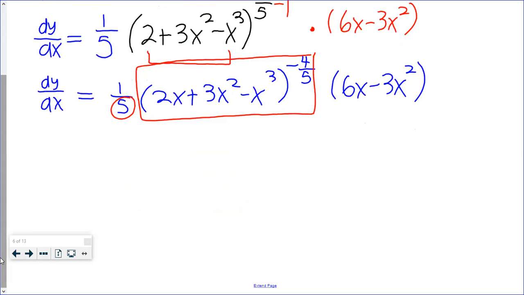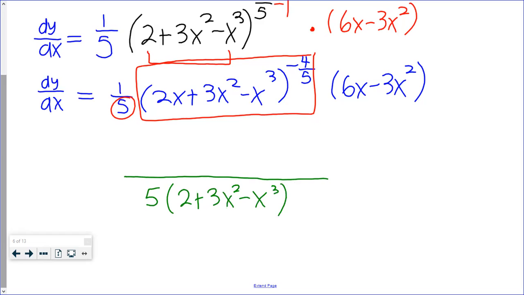So my denominator, let's work with the denominator first. I have the 5 there. I have 2 plus 3x squared minus x cubed to the power of positive 4/5. Notice I don't have to go any further because there's no greatest common factor I have to take out of the brackets. And then in my numerator, all that I am left with is 1, which doesn't affect anything, and the inside derivative from the chain rule.